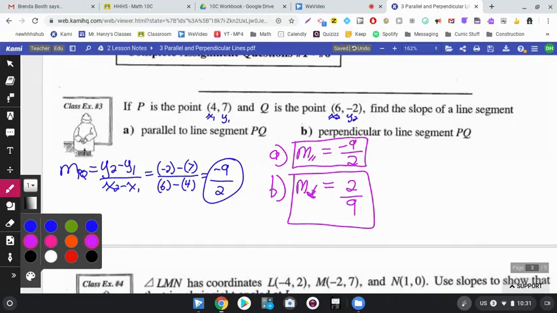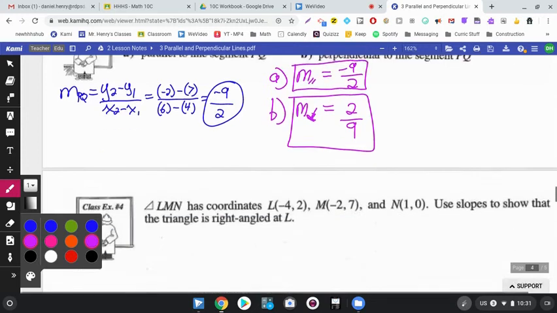So absolutely, that's something I would ask you: okay, here are 2 points or 3 points or whatever. Find a slope and then tell me something that would be parallel to it or something that would be perpendicular to it. Okay. All right.